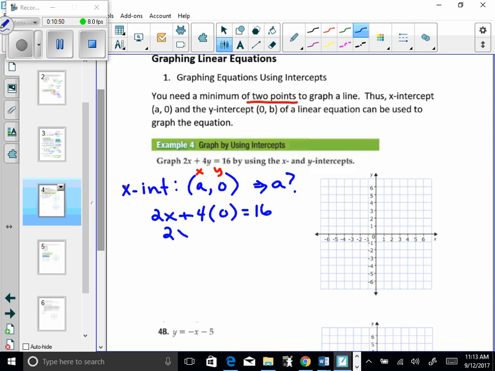So 2x, 4 times 0 is 0. So I have 2x equals 16. And then I would divide by 2. And that tells me that x is 8. So I actually have an x-intercept at 8, 0. So let's see, it's going to be about right here. It's a little bit off the graph, but that's okay.